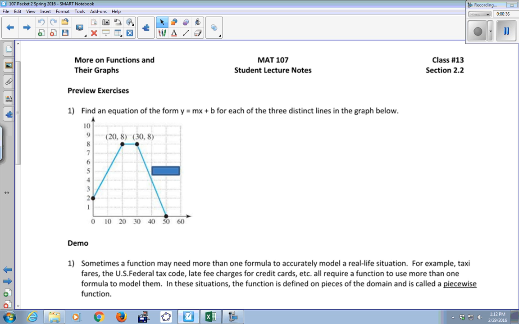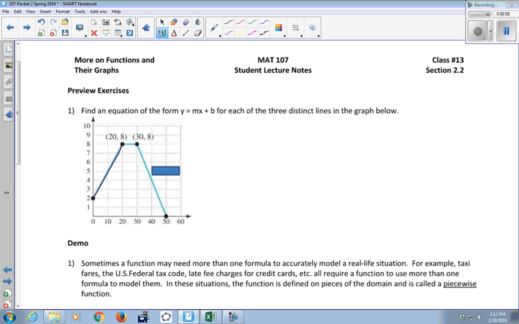All right, so let's look at our preview exercises. So we're just finding the equation of some lines. This is material that you should know from a previous class. You might be a little rusty, that's okay, but as long as you can refresh your memory and this looks familiar, you'll be all right. So I'm just going to find the equation of the first line.